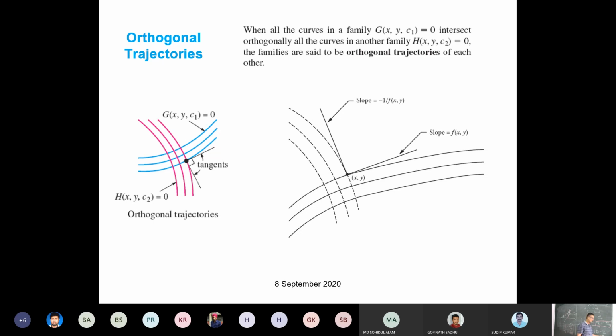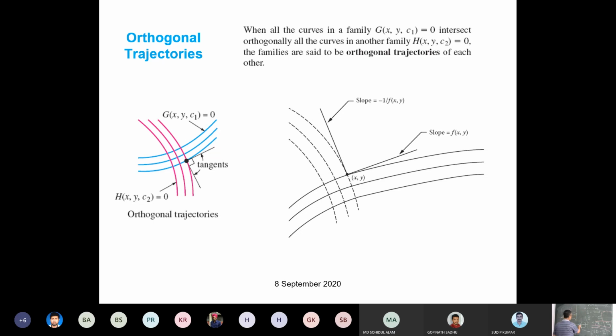Is it okay with everybody? Fine. This you can easily find out. Basically, this is eventually going to give you x squared plus y squared equal to 2cy. Okay. So which are nothing but what? Circles whose center lie on the y-axis.